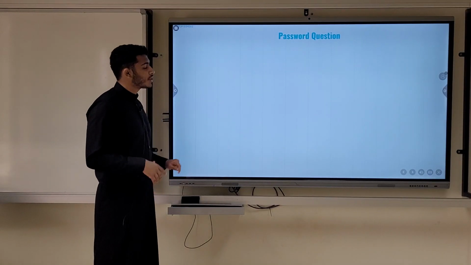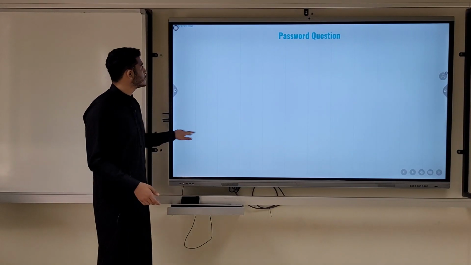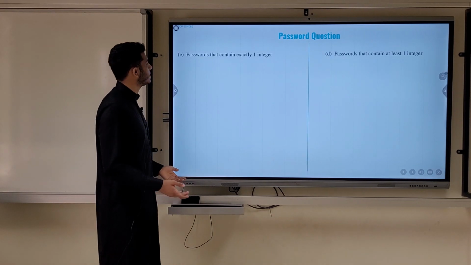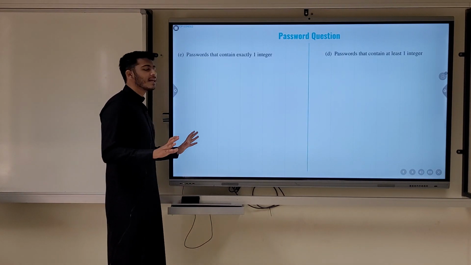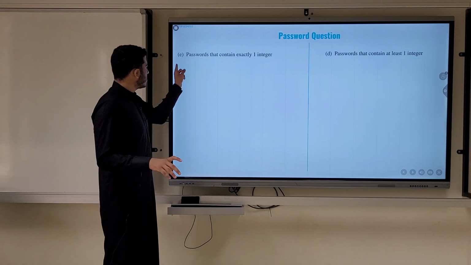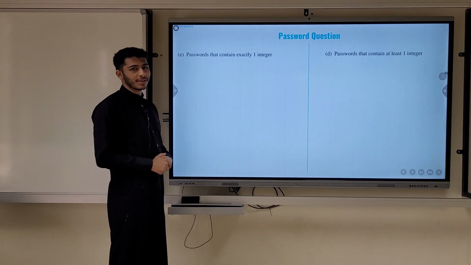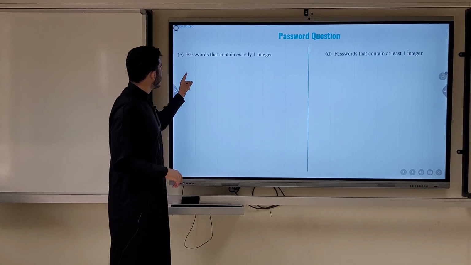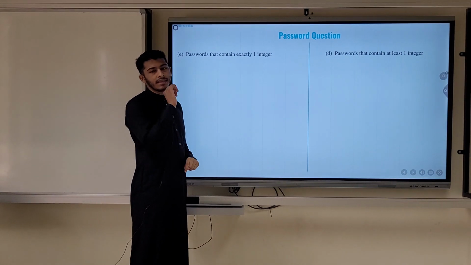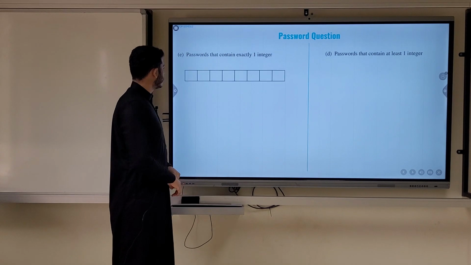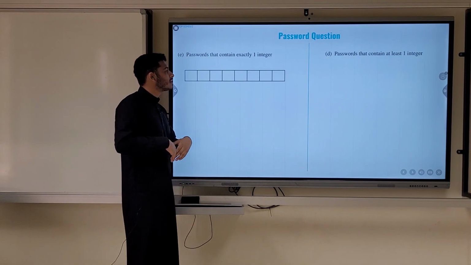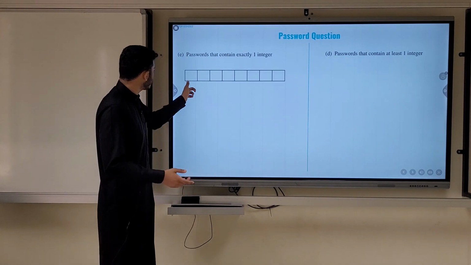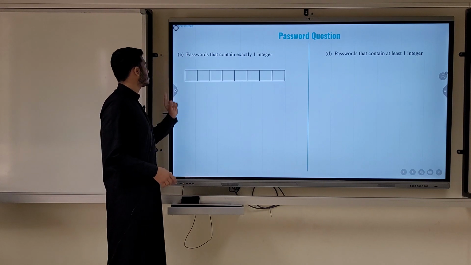Now we have solved 3 of the 5 questions. Let's continue solving the remaining 2, which are a little bit more complicated and need more thought, but they are still easy. This is the question that I got wrong in the quiz, so let's solve it here. The password that contains exactly one integer. Let's put our slots here. It tells us that it only contains one integer, so let's put our one integer in a slot to begin with.